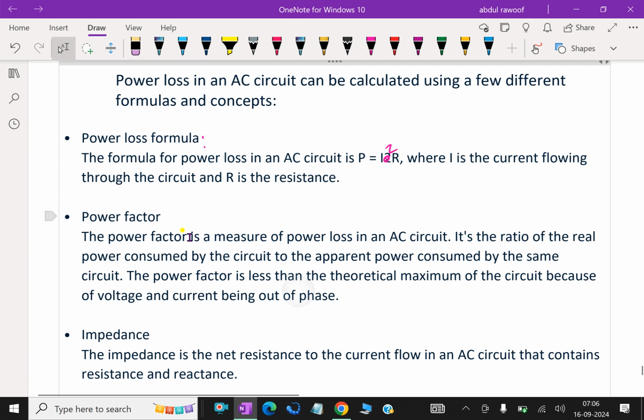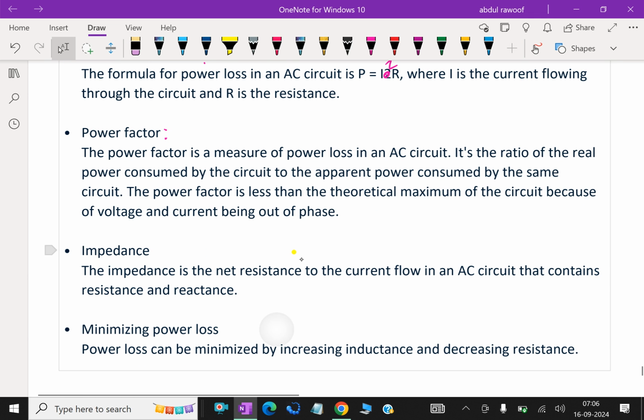Power factor. What is power factor? A power factor is a measure of power loss in an AC circuit. It is the ratio of the real power consumed by the circuit to the apparent power consumed by the same circuit. The power factor is less than the theoretical maximum of the circuit because the voltage and current are out of phase.